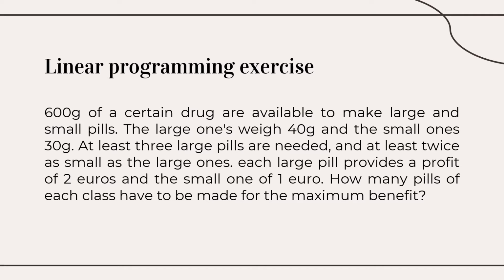Linear programming exercise. 600 grams of a certain drug are available to make large and small pills. The large ones weigh 40 grams and the small ones 30 grams. At least 3 large pills are needed, and the number of small ones must be at least twice that of the large ones. Each large pill provides a profit of 2 euros and each small one of 1 euro. How many pills of each class have to be made for maximum benefit?